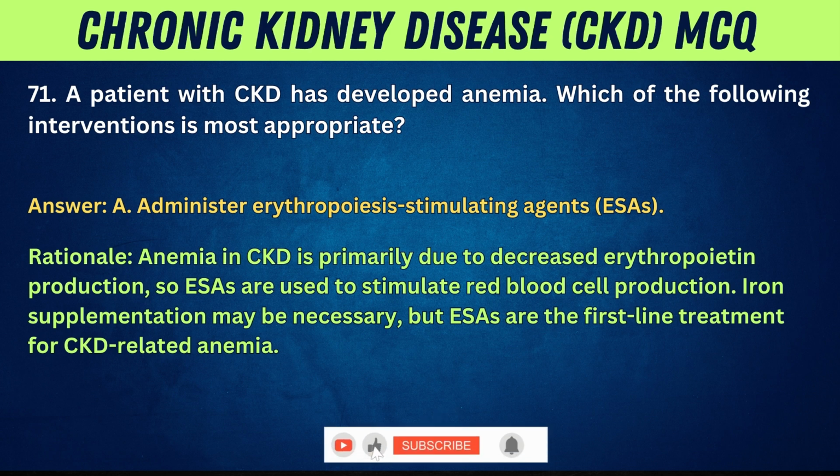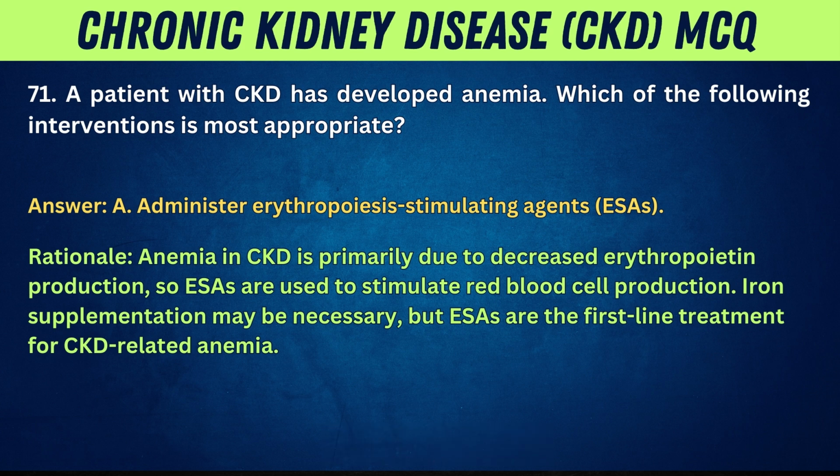Rationale: anemia in CKD is primarily due to decreased erythropoietin production, so ESAs are used to stimulate red blood cell production. Iron supplementation may be necessary, but ESAs are the first-line treatment for CKD-related anemia.